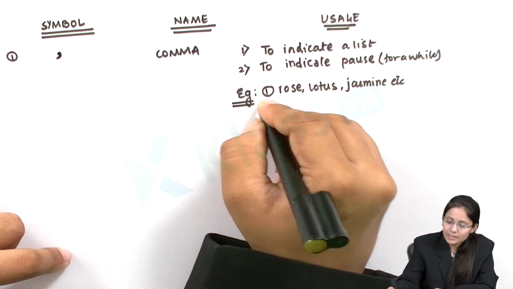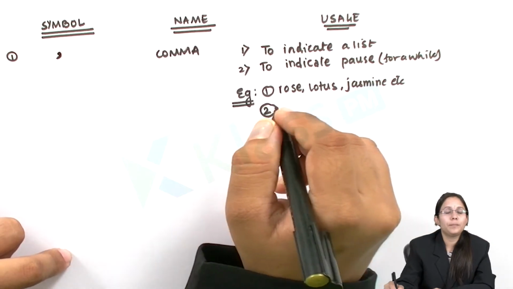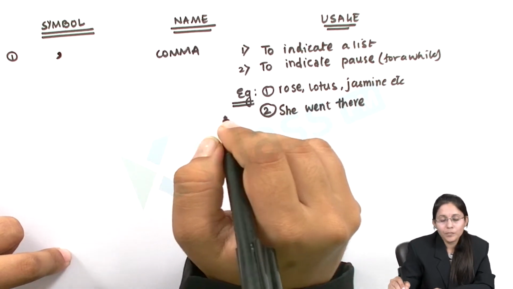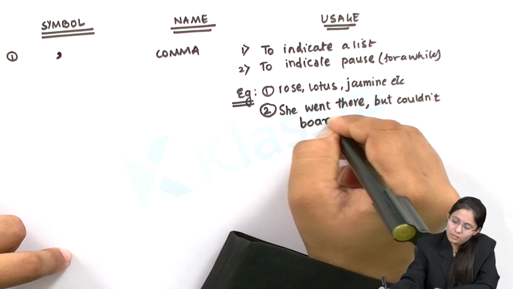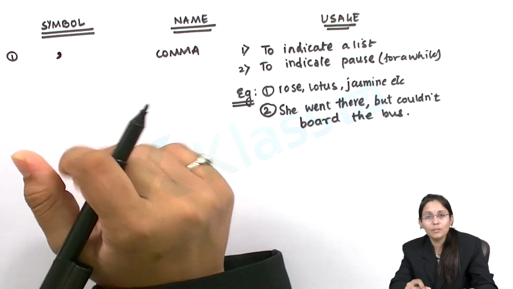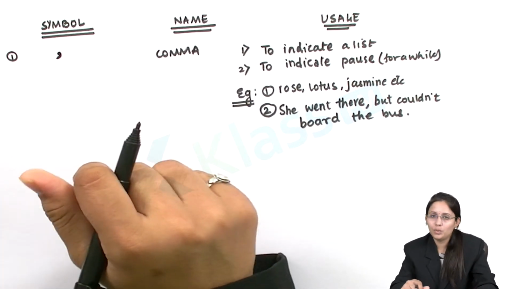And as per the second example, to indicate a pause. Let us see a beautiful example. She went there, but couldn't board the bus. We are talking about somebody who went there and waited for a while because something suspicious happened over there. She went there, but she couldn't board the bus.